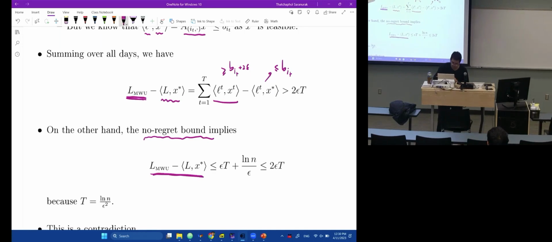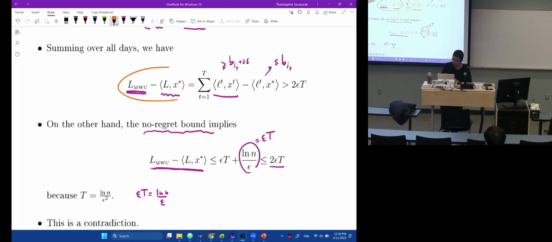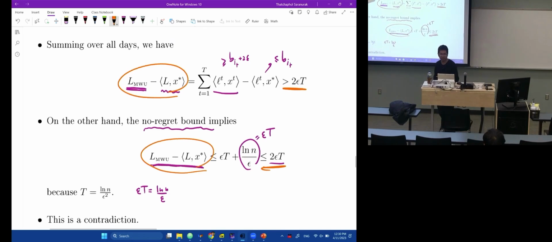But we set T here to be ln n over epsilon squared, right? So this term ln n over epsilon is actually less than epsilon T. So this is just 2 epsilon T. So that's the contradiction already. Because on one hand, you have that this term is bigger than 2 epsilon T. On the other hand, this thing is less than 2 epsilon T. So that's it.